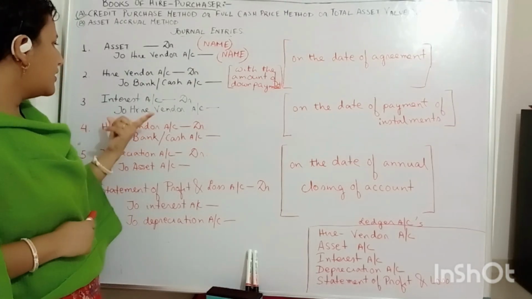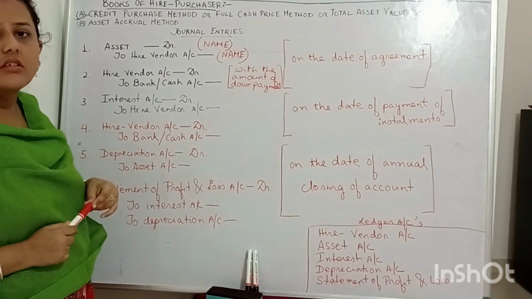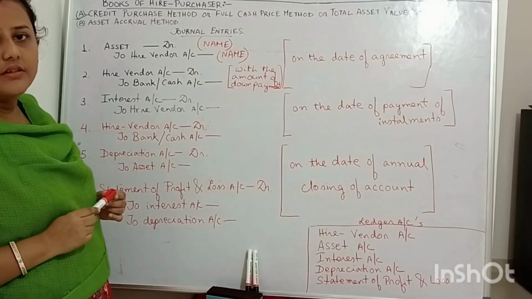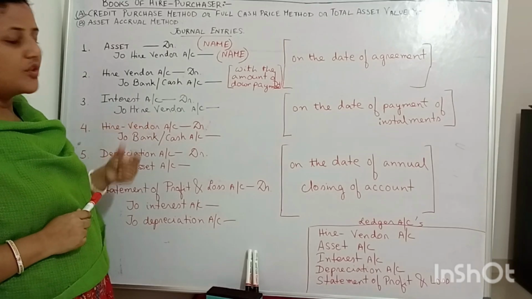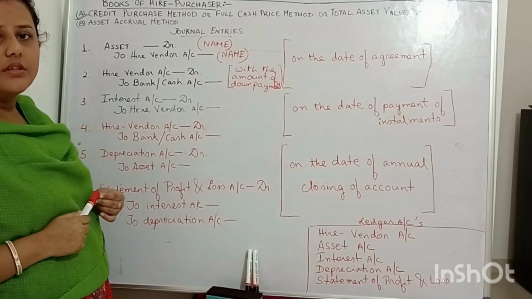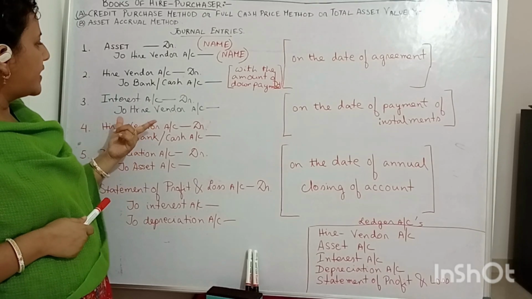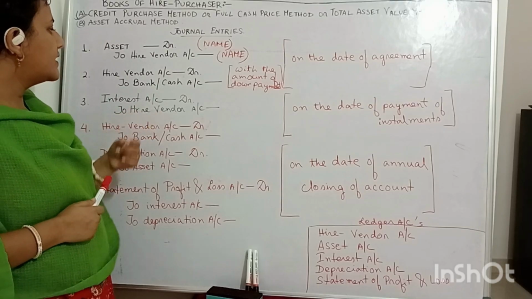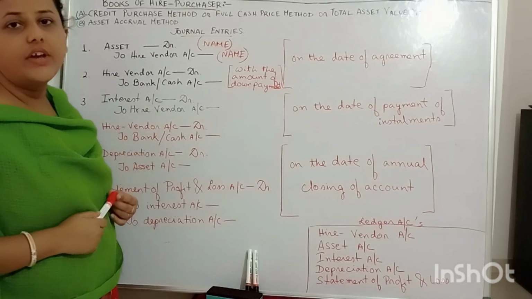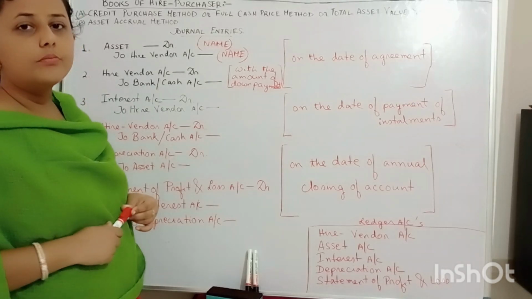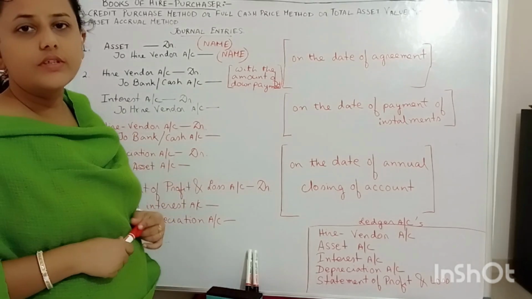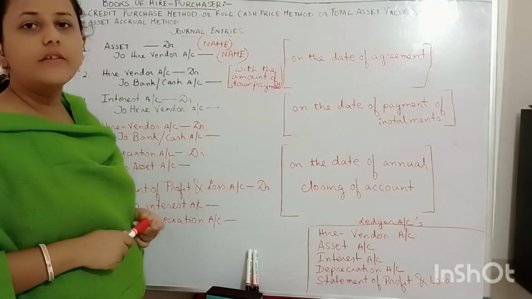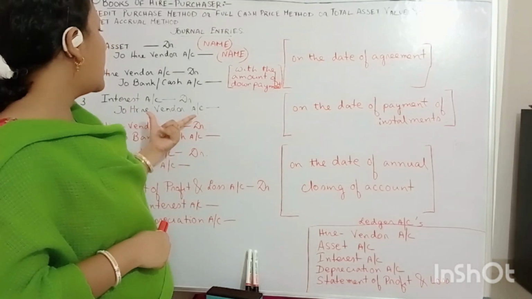Now come to the third entry. Here there is a matter of interest in hire purchase system. Each installment includes interest. So interest is an expense for the hire purchaser, yes or no? And we know when expense increases, it should be debited. So interest account is debited to hire vendor account, because liability also increases. When liability increases, it should be credited, so to hire vendor account.